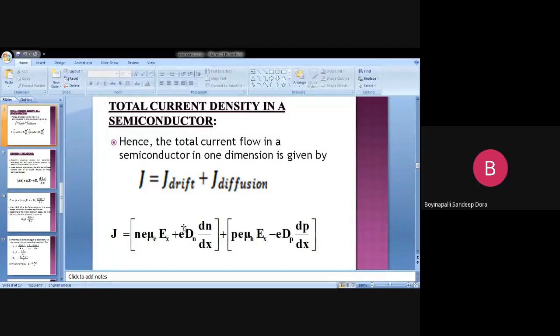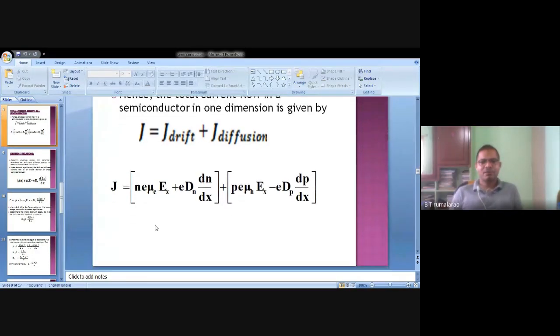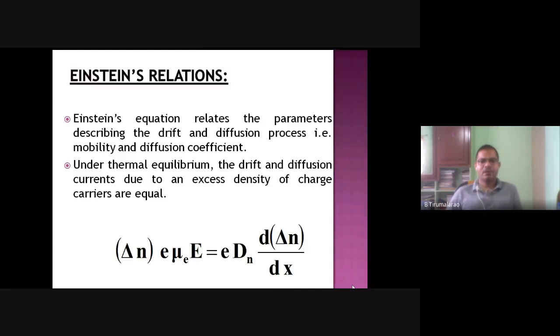Okay, okay, okay sir. Next the continuation topic is Einstein relations. So what is Einstein relations? Okay, next topic, continuation start. So the Einstein relation is nothing but the relation between the diffusion coefficient and the mobility of the corresponding charge carriers.